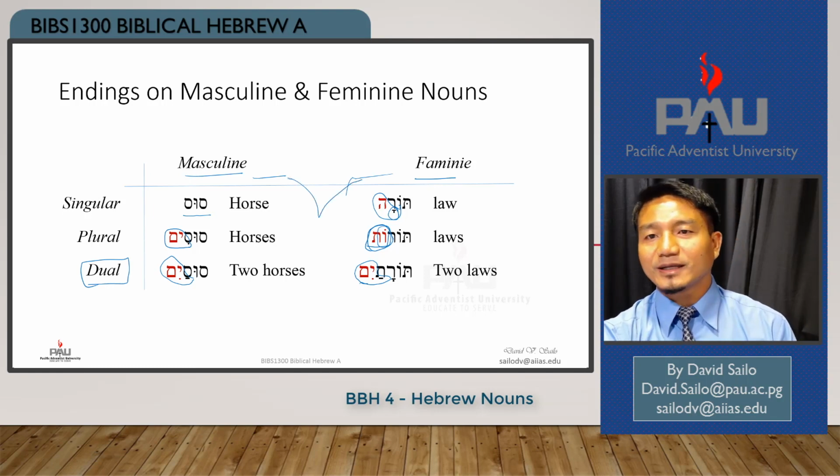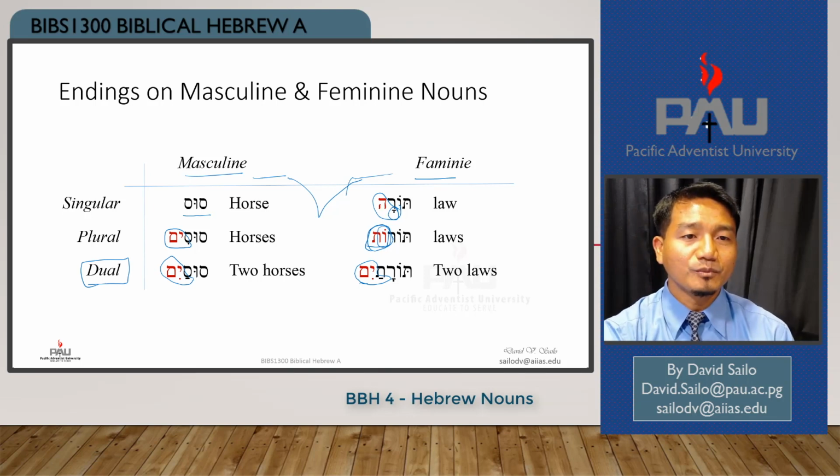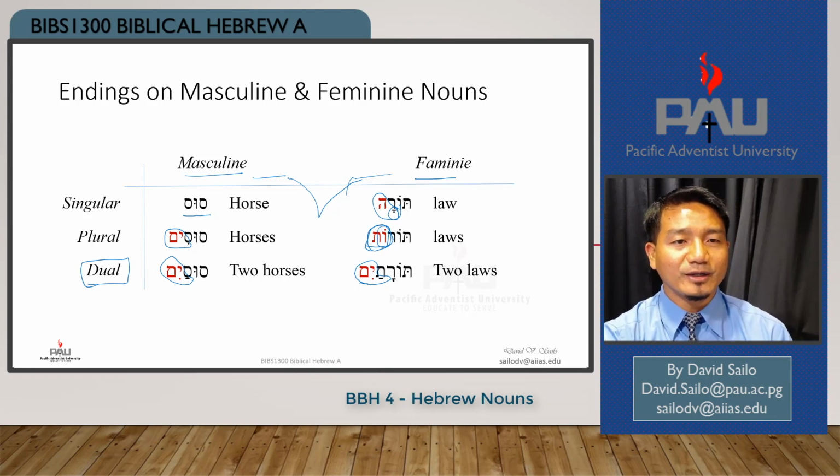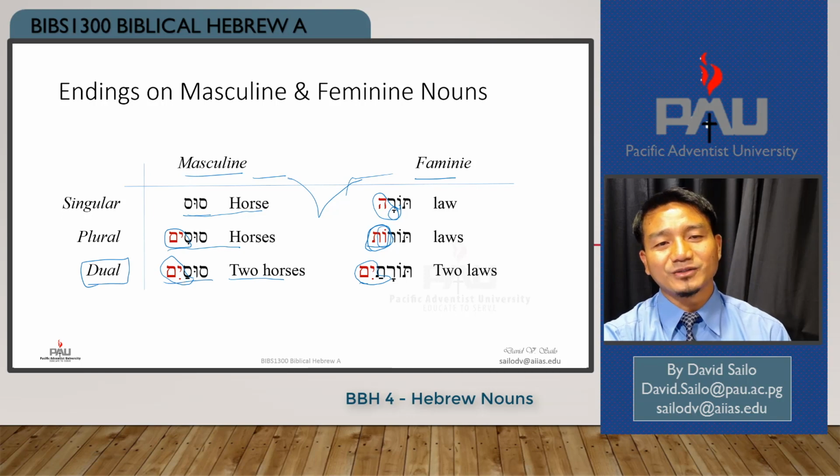Okay, so let's look at it again. We have sus, which is a masculine noun. When we want to make it plural, we are just going to add im, right? Hirek, yot, and mem. So we have susim. That's what we have, and this means many horses. If you want to talk about only two horses, then you can use susayim, okay? Susayim. How about the feminine?